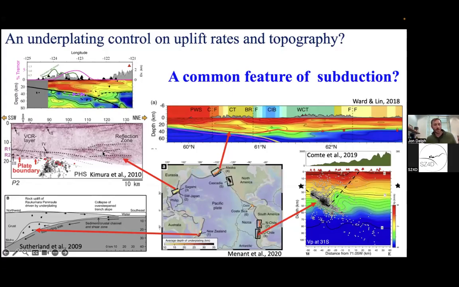in reflection imaging in Nankai, so these really nice duplex structures interpreted as basally accreted sediments. It's shallower depths. So interesting to know if this is completely analogous to what we're seeing. Maybe this extends to greater depths as well. And it's also been interpreted to occur beneath the Rurukumura Peninsula in New Zealand based on seismic imaging and low temperature thermochronology.